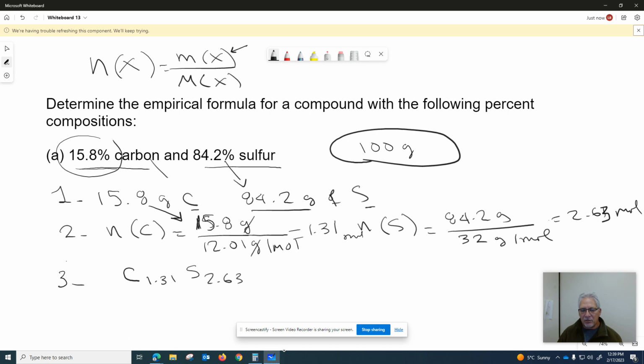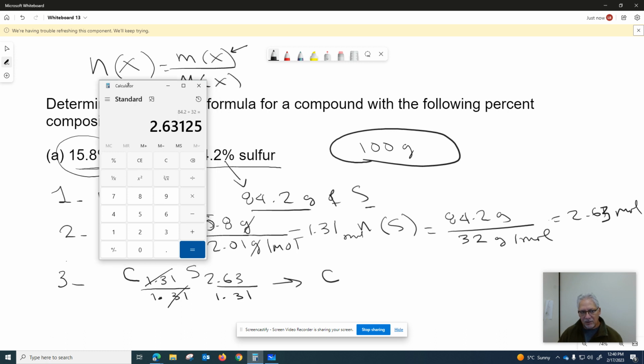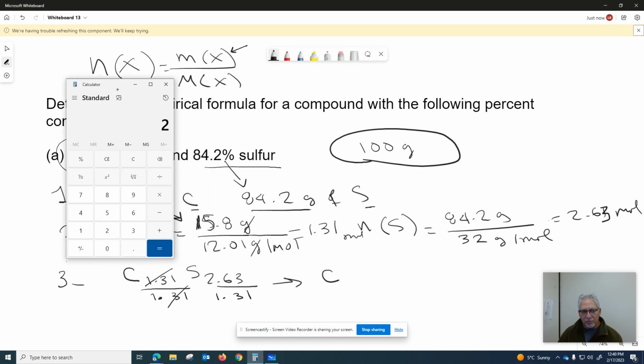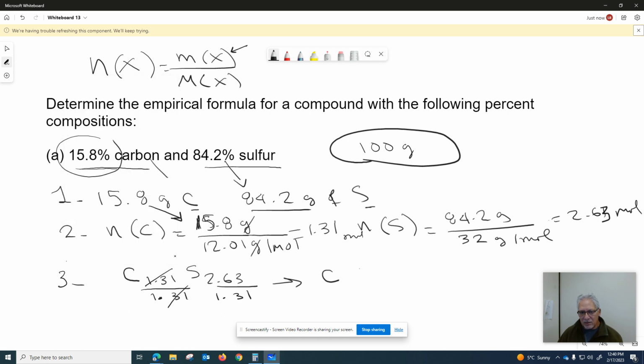We need to make a round number. One way to do that is dividing by the smaller number. The smaller number will be 1.31. So I'm going to divide the two of them by the smaller number. By dividing by the small number, the first one will become one carbon because these two cancel out, and I will do the division for the second one. That will be 2.63 divided by 1.31, and I get 2. And that will be my empirical formula of that compound.